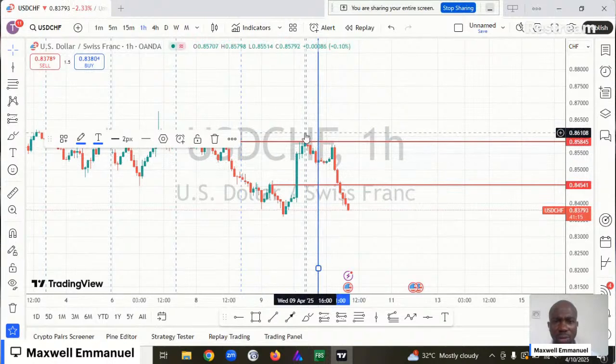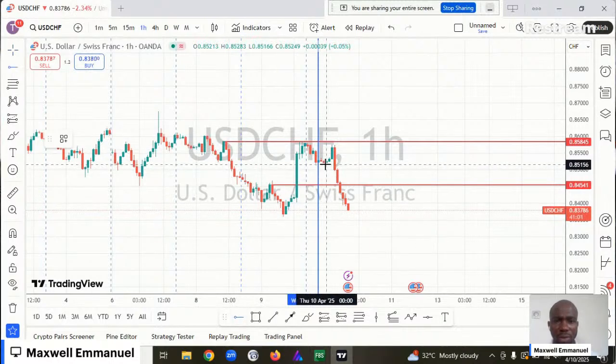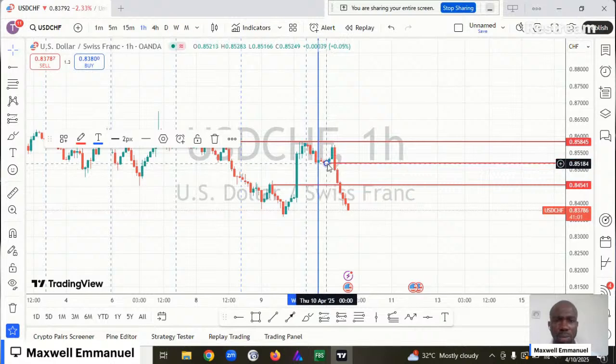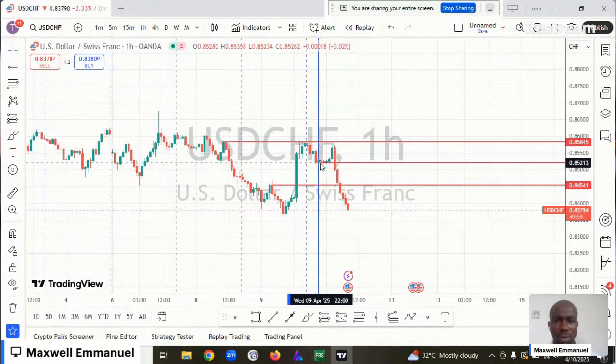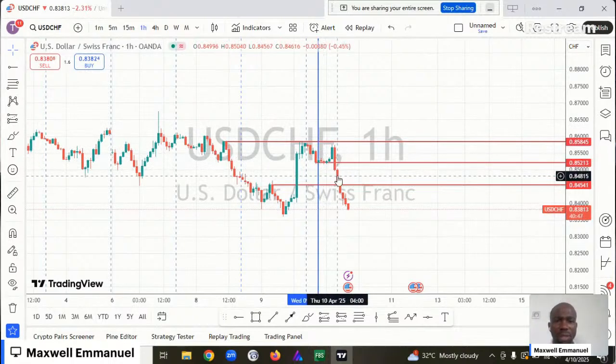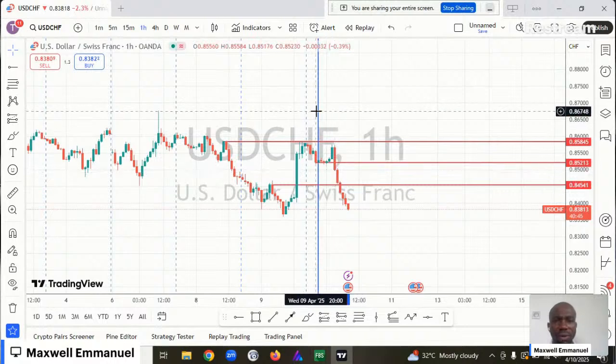You can see what we had on the 1 hour. It created a support at this point. So this would have been the good entry for a sell on USD CHF after price broke out from this support. That would have been the best entry, and one would have entered a sell. You can see the pattern we had here. This is an engulfing pattern. So this would have been the best entry on USD Swiss franc.